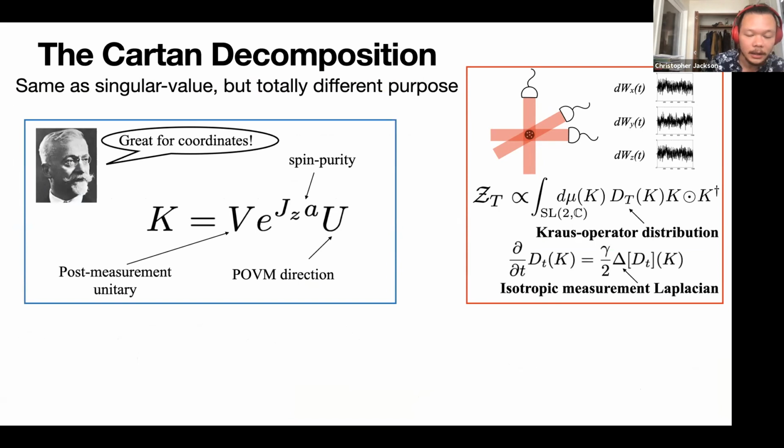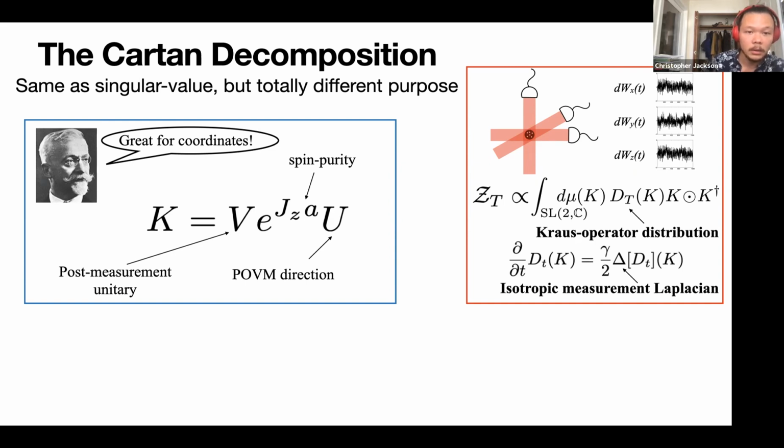So in this case, you might recognize that the Cartan decomposition is equivalent to the singular value decomposition. Any operator can be written as a unitary, a positive diagonal, and another unitary. But it's really important to emphasize that you can use this factorization property without ever caring about what the eigenvalues of this e to the jza are.